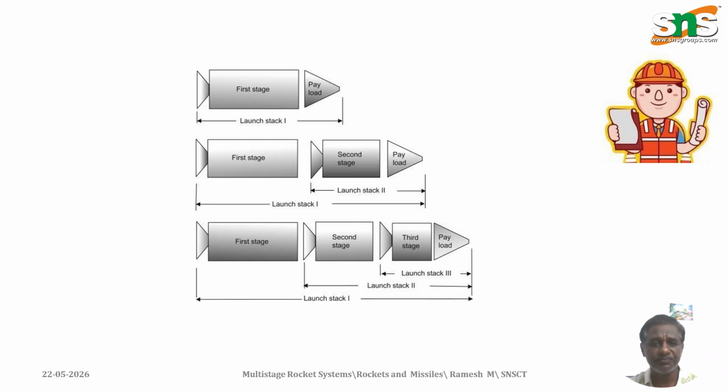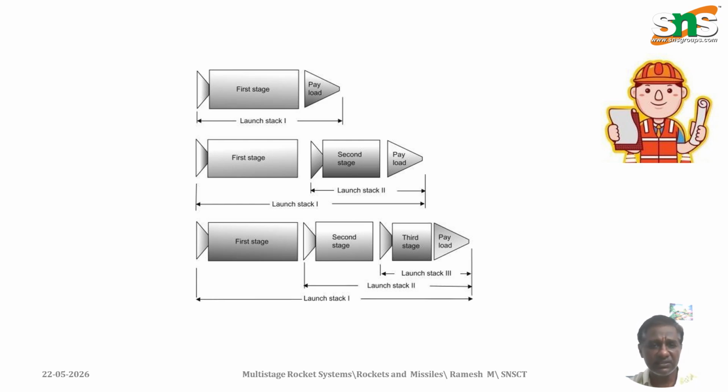In this system, the same stage must perform all operations such as lift-off, atmospheric ascent, acceleration, and payload delivery. Since the stage remains attached throughout the mission, the rocket must continue carrying the empty fuel tanks and structural mass even after fuel exhaustion. This reduces propulsion efficiency and limits the achievable velocity and payload capacity.